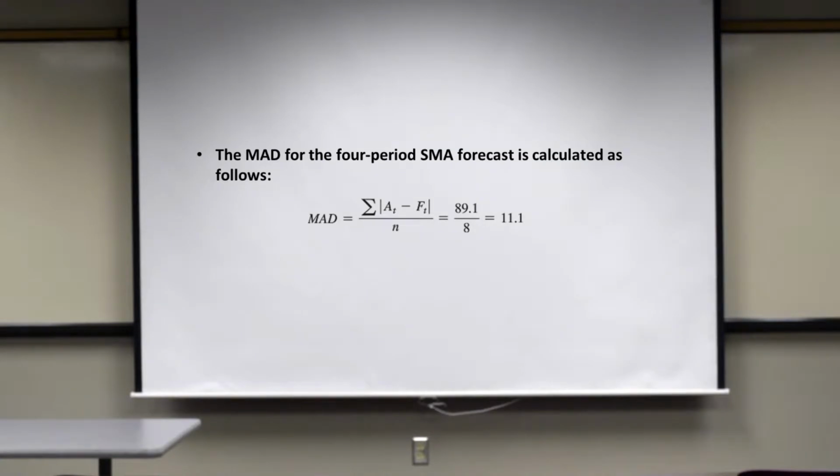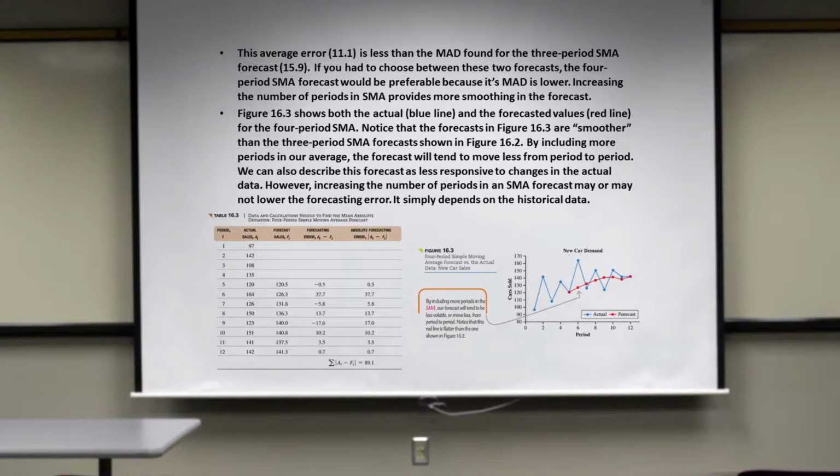The MAD for the 4-period SMA forecast is calculated as follows. MAD equals 89.1 divided by 8, which equals 11.1. This average error of 11.1 is less than the MAD found for the 3-period SMA forecast, which is 15.9. If you had to choose between these two forecasts, the 4-period SMA forecast would be preferable because its MAD is lower. Increasing the number of periods in an SMA provides more smoothing in the forecast.